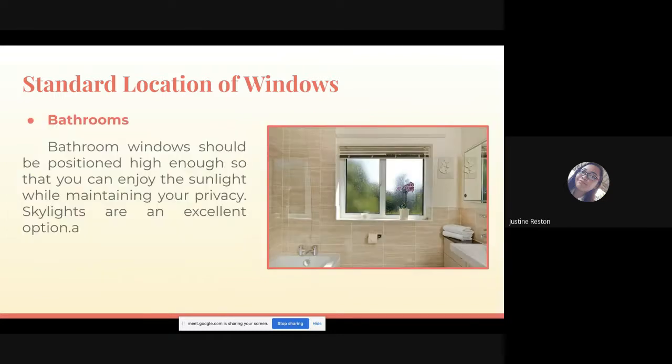Next slide. For bathrooms, windows should be positioned high enough so that you can enjoy the sunlight while maintaining your privacy, since a bathroom is where you deal with your private matters. Skylights are an excellent option with this, because with skylights, the sunlight is coming from above instead of anywhere that can violate your privacy. Next, please.